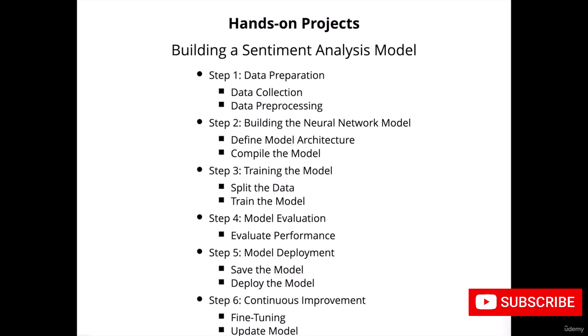Next step is model deployment. Save the trained model, weights, and architecture for future use, and then deploy the model. Deploy the sentiment analysis model using a suitable deployment strategy, such as deployment as REST APIs using TensorFlow Serving or Flask. The sixth step, or the last step, is continuous improvement.